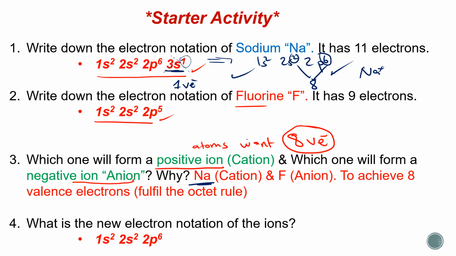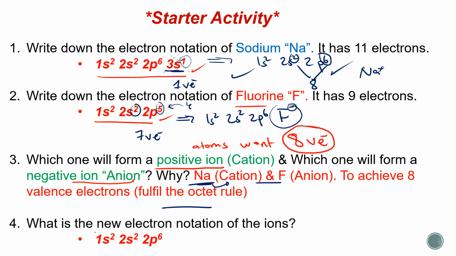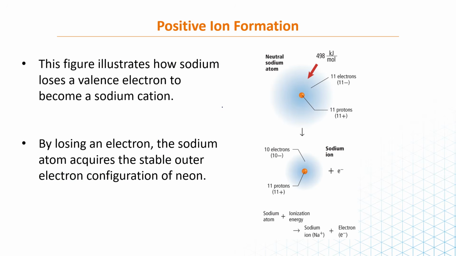So Na will lose the electron and it will become positive. And F has 7 valence electrons here, right? 2 plus 5. It needs only 1 electron. So if we add 1 electron there, it will become 2p6 لأن p تتفول ب6. And now we create a negative ion because we added an electron. And this is the explanation here, guys. Okay? And both of them will have this electron notation. 1s2, 2s2, 2p6.